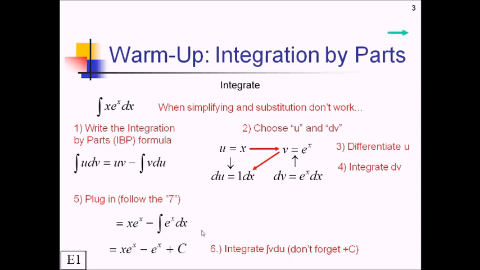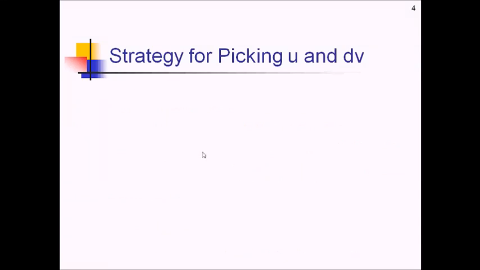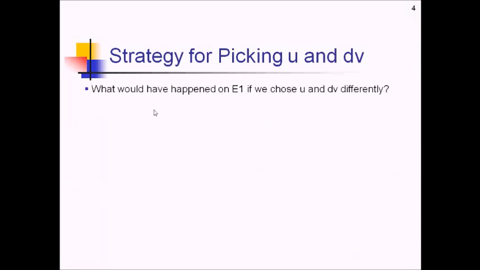Before we move on to a new example, let's ask what would have happened on example 1 if we had chosen u and dv differently. So here is example 1 again. Let's say that instead of choosing x for u, we chose e to the x. And let's say we made our dv value be x dx.